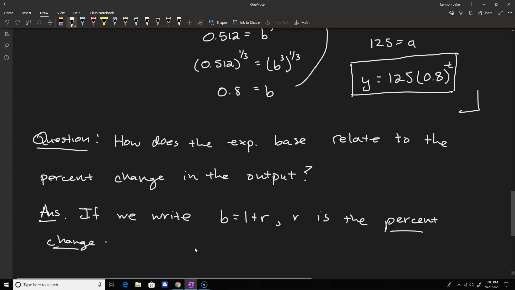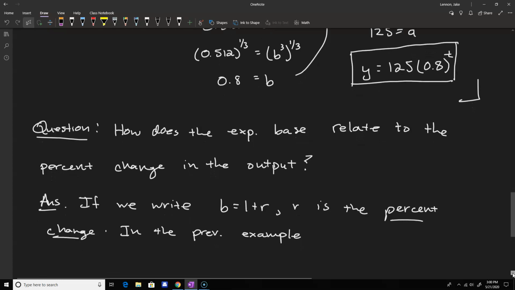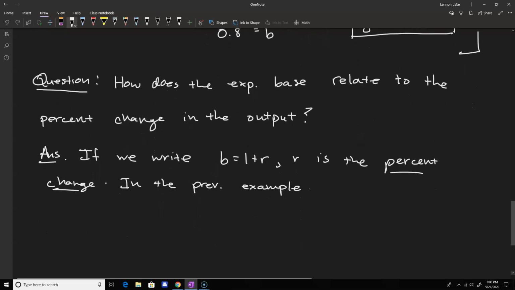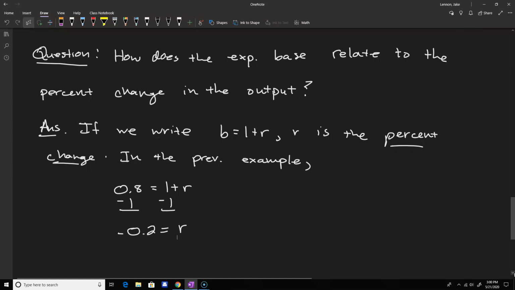So as we saw in the previous example, let's make sure this lines up. What we can do is set 0.8 equal to 1 plus r and then solve for r. So 0.8, which was the base, would equal 1 plus r. If you subtract 1, we get negative 0.2 is equal to r. So that tells us that the quantity is decreasing by 20% each unit time step.